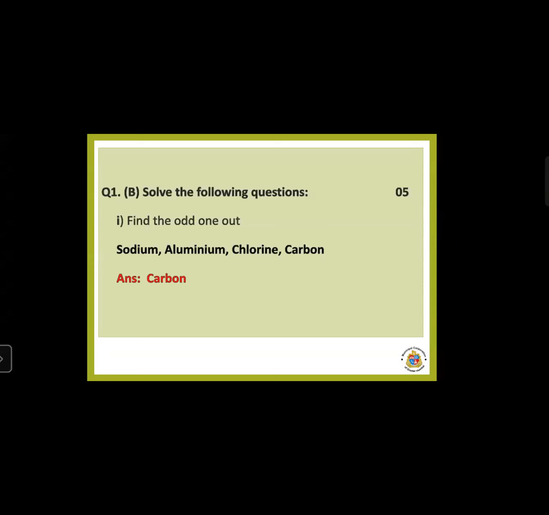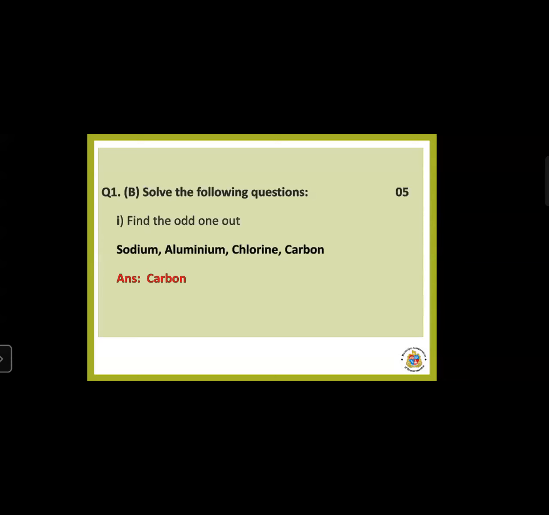So look at the first question, that is find the odd one out. Here given are sodium, aluminum, chlorine and carbon. So the odd one is carbon. The answer is carbon. Why carbon? Because sodium, aluminum and chlorine are all in the third period.